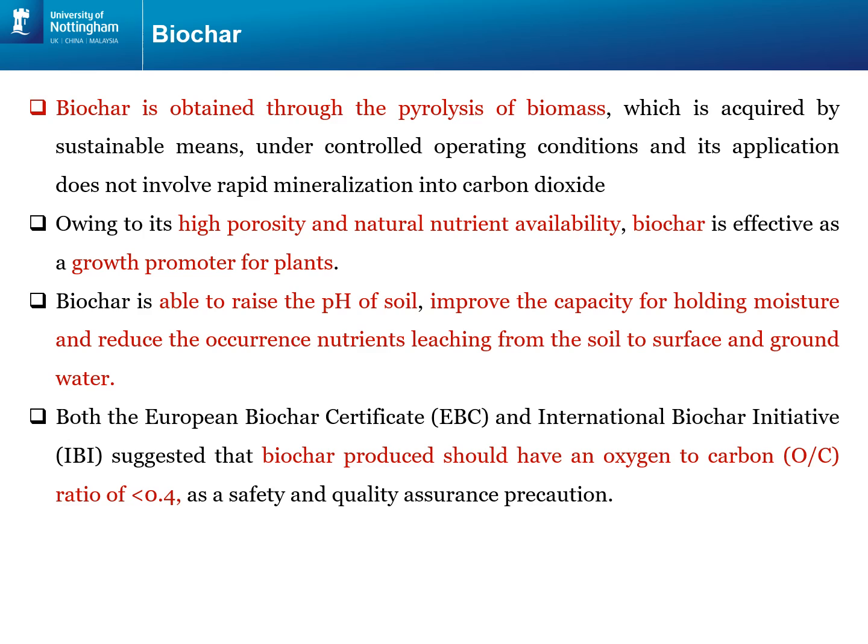How do we produce biochar? What is biochar? Biochar is a final product that's obtained because of the slow pyrolysis of biomass, which in this case is banana peels.